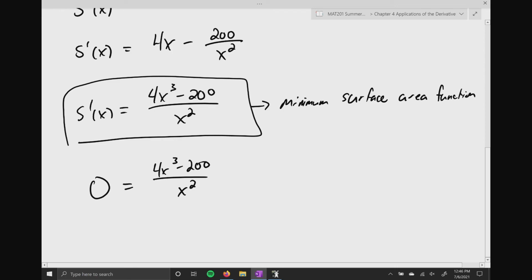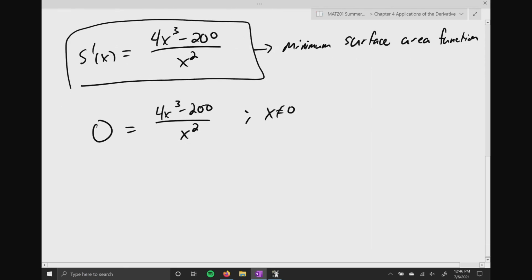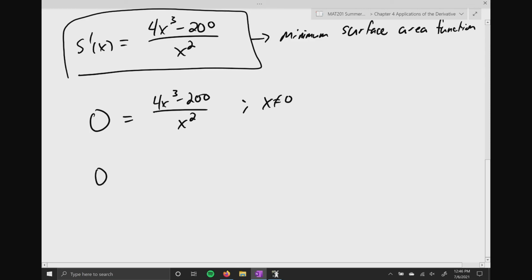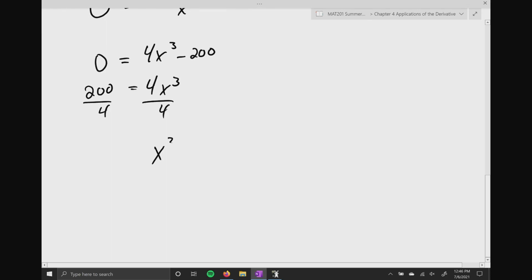So to solve this, you got to be careful. We know x cannot equal 0, so I might as well just say that right now, because you can't have a 0 in your denominator. So basically, this is going to equal 0 when the numerator equals 0. So I'm just going to solve this, add 200 to both sides, divide both sides by 4. You get 50 equals x to the third, or the cube root of 50 equals x.